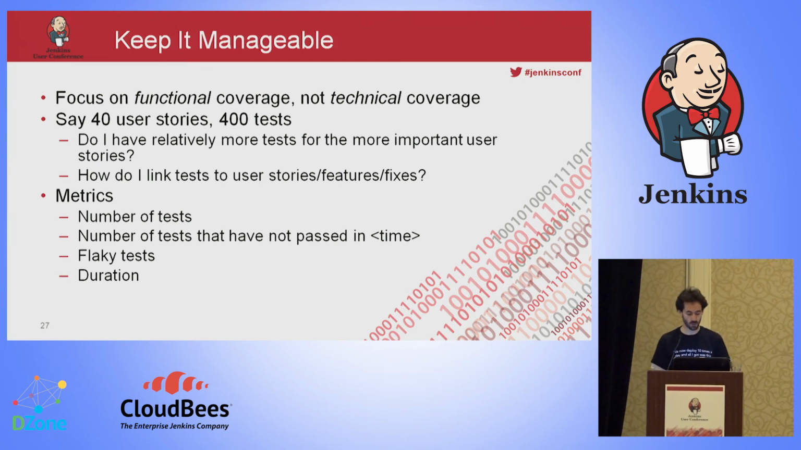Make sure you keep a lot of metrics about your tests. Jenkins will help you get some of these. Obviously, the number of tests that you run, but also the number of tests that have not passed or failed in a certain time. Flaky tests are the opposite. That's tests that keep going on and off and on and off.